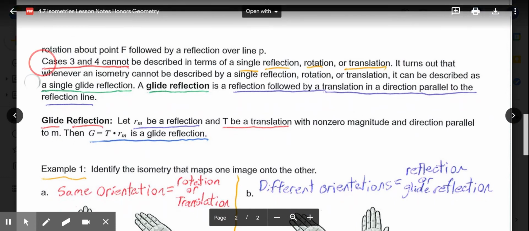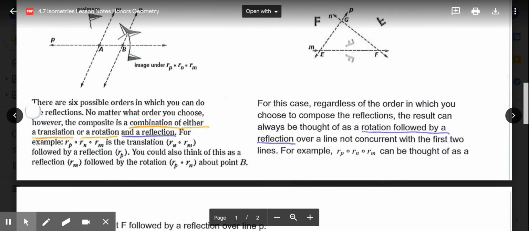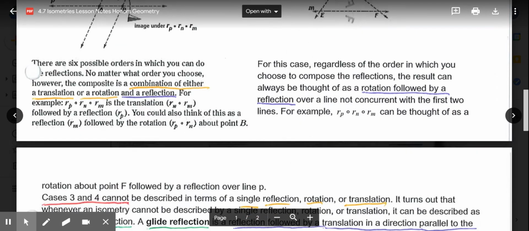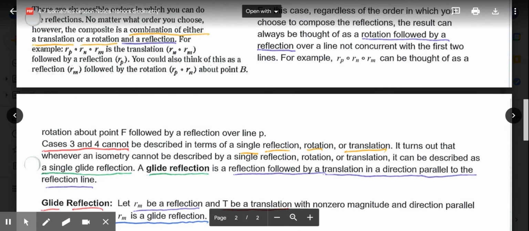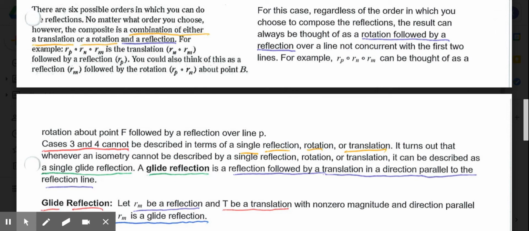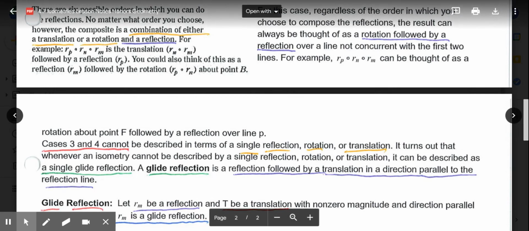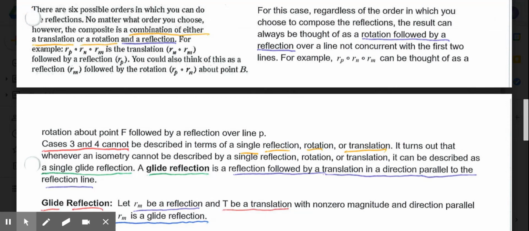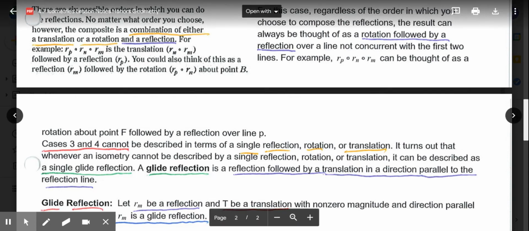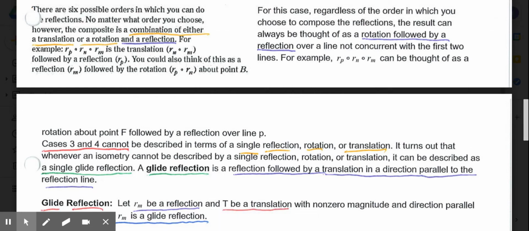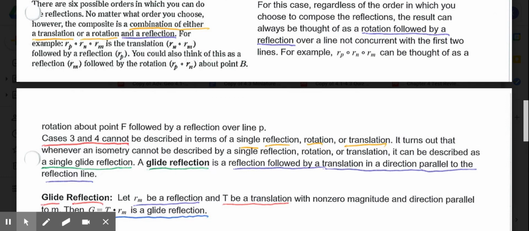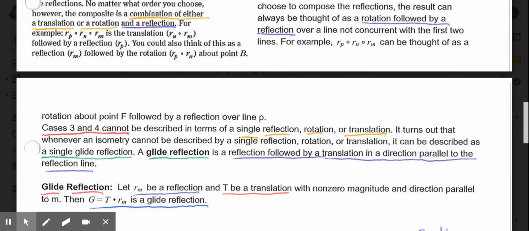So the key here, cases 3 and 4, if we have 2 points or 3 points of intersection, those cannot be described in terms of a single reflection, rotation, or translation. It turns out that whenever an isometry cannot be described by a single reflection, rotation, or translation, we call that a glide reflection. And a glide reflection is a reflection that's followed by a translation or a slide in a direction parallel to the reflection line.